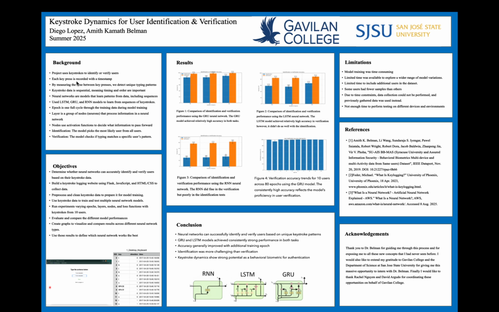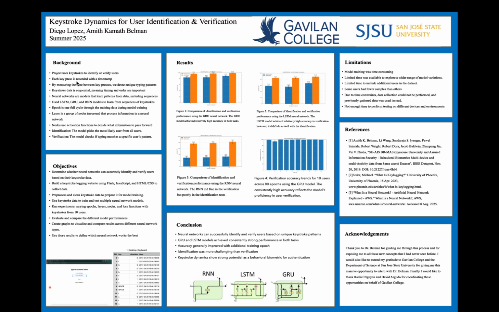Okay, so next I'm going to talk about the objectives. The main objective of my project was to test whether the neural networks could accurately identify and verify users from their keystroke data. So my first task to do this was to build a keystroke logging website using Flask, which is pretty much just the back end of the website, and then JavaScript and HTML/CSS, which is basically the interactive and visuals of the website.